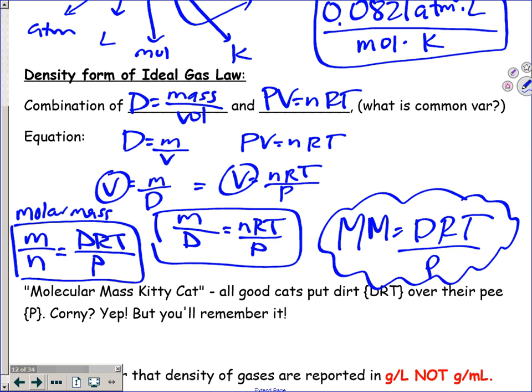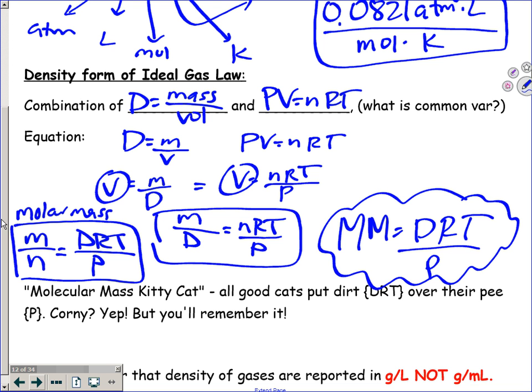Okay, so they call this, who's they? I don't know, but they call this the molar mass kitty cat. It's because it's gross. It's because cats put their dirt over their pee. Like kitty litter, dirt over pee. Yeah, that's just saying, that's the way that people remember it.